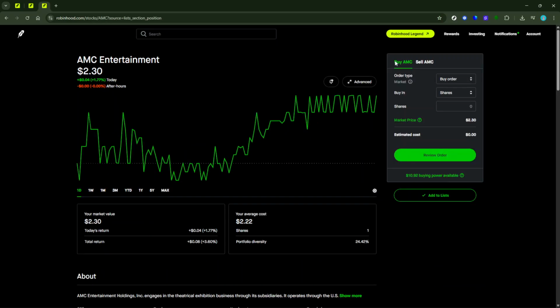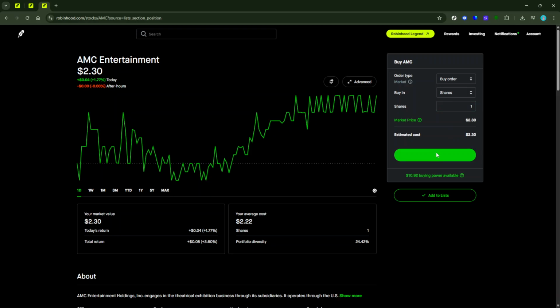Now, let's talk about a market order. Under the order type menu, choose Market. With a market order, you're telling Robinhood to buy or sell your shares right away at the best currently available price. It's the simplest and fastest order type, ideal if getting in or out of your position quickly is your priority. After selecting market, just enter the number of shares you want to trade. Review your order to double check the details and then click Submit. Market orders are executed almost instantly at whatever the prevailing market price is at that moment.